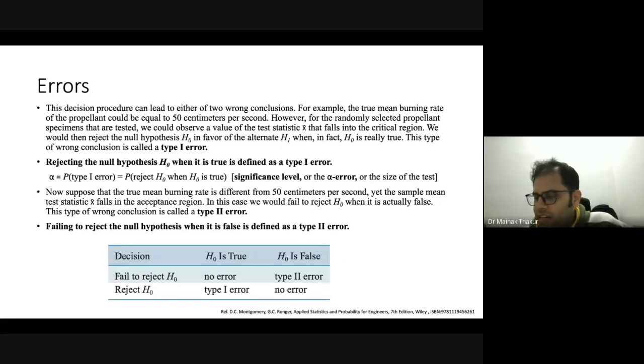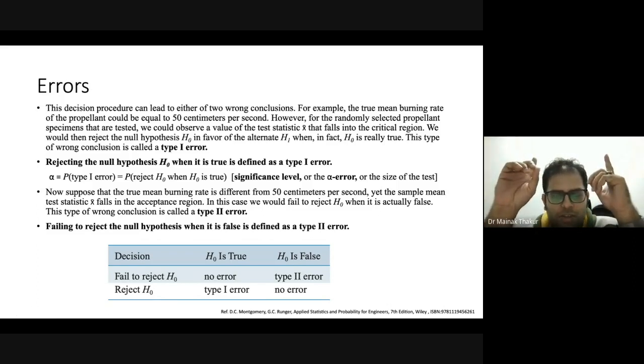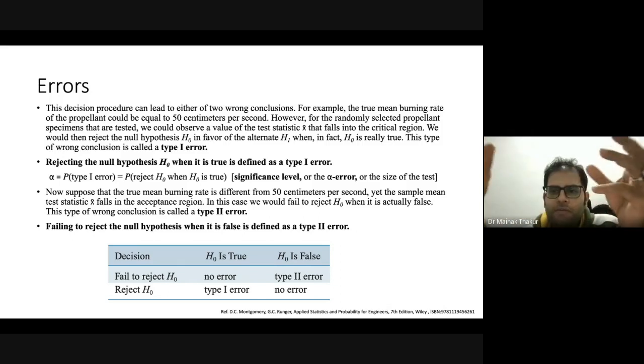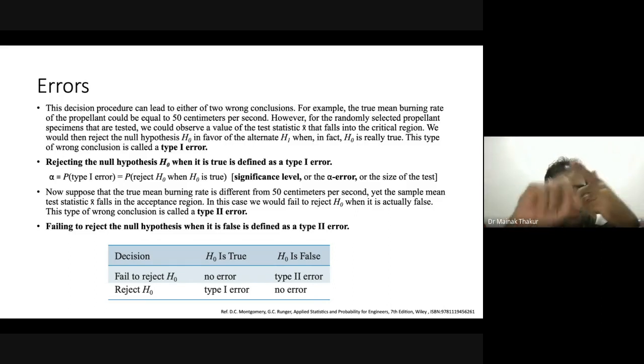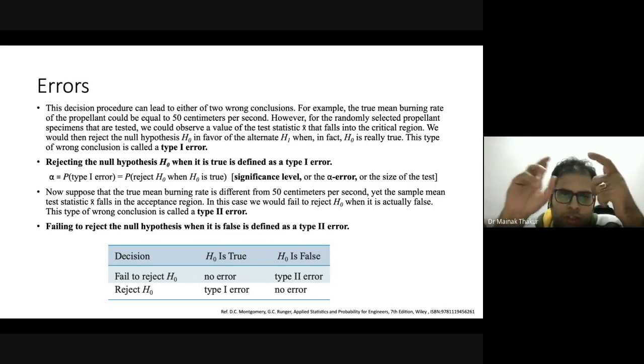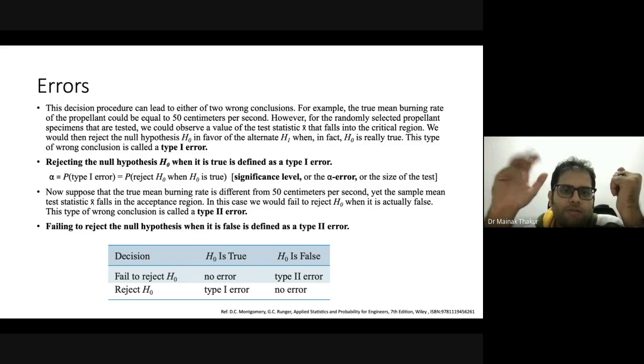There are two types of error that can happen in the process. This decision procedure can lead to either of two wrong conclusions. For example, the true mean burning rate of the propellant, the population mean mu, could actually be 50 centimeters per second, but your x bar falls into the critical region. It's possible that you have collected a sample and your sample average is 45. Then you will reject the null hypothesis, but actually mu is 50 centimeters per second. Somehow the sample came out like that, with a sample average of 45 or 47. So you will reject the null hypothesis, which is not right. That is the error you are making, and it is called type 1 error.